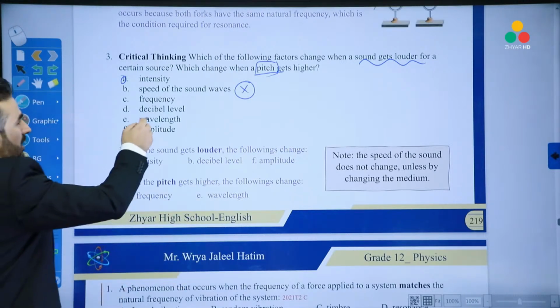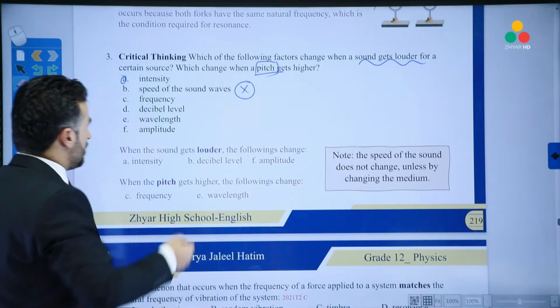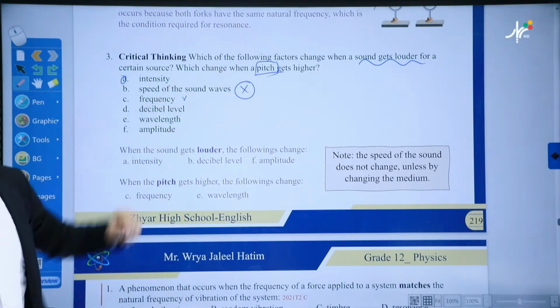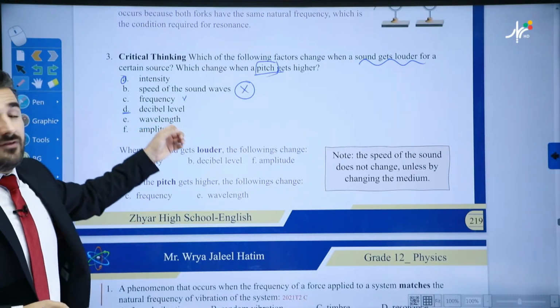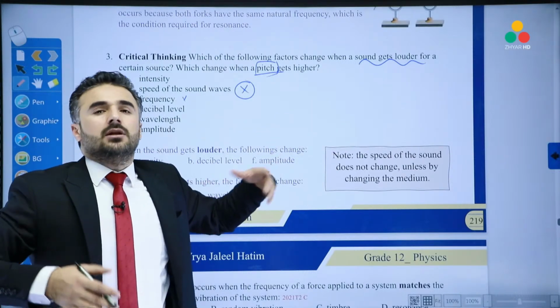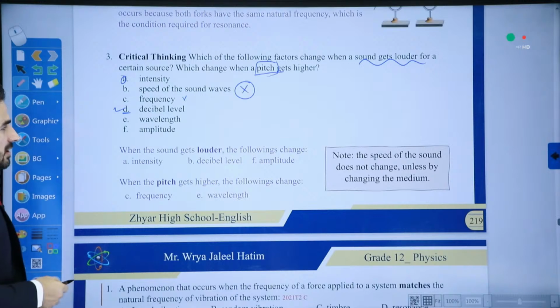What about the frequency? Remember, the sound gets louder. It's not like the pitch is changing, so the frequency doesn't change here. That is for the loudness. What about the decibel level? We do know that the decibel level is related to the intensity, and the relationship is logarithmic, yeah? So in this case, the decibel level will also change.